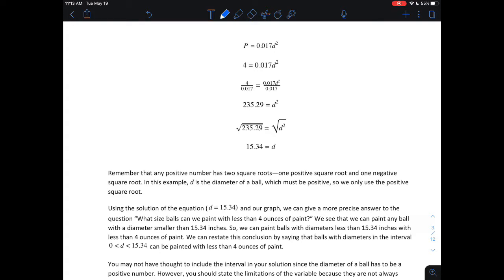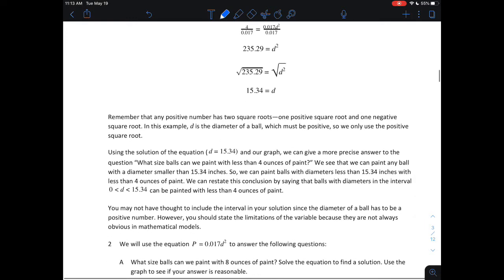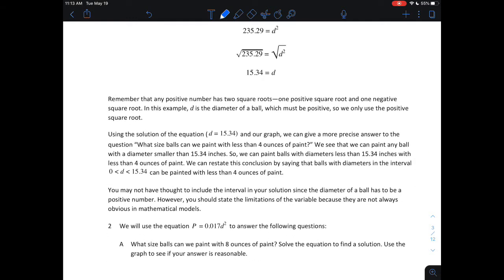So here again we need an opposite operation. The opposite of squaring is taking the square root. So we take the square root of both sides. The square root of d squared on the right-hand side, and then the square root of 235.29 on the left-hand side. When you type in the square root of 235.29 on your calculator, you get 15.34, and that gives us the value of d.